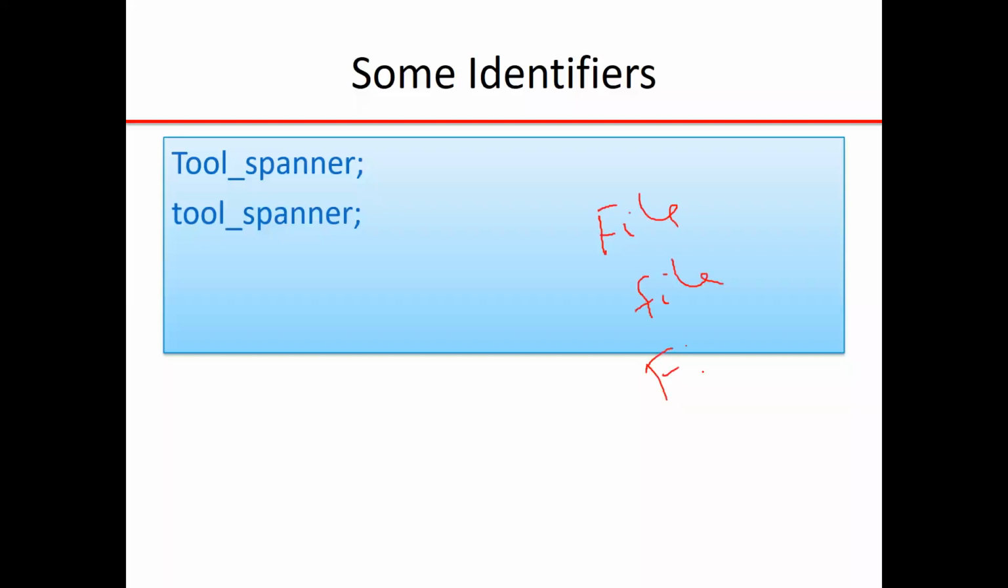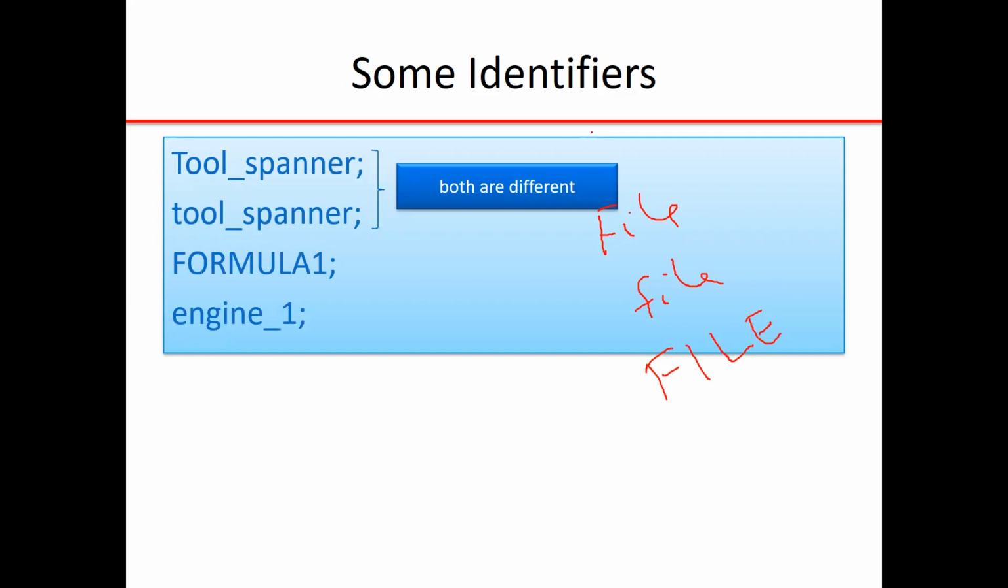Or file. These three identifiers are assumed to be different in C language or in C++ language. Both are identifiers.